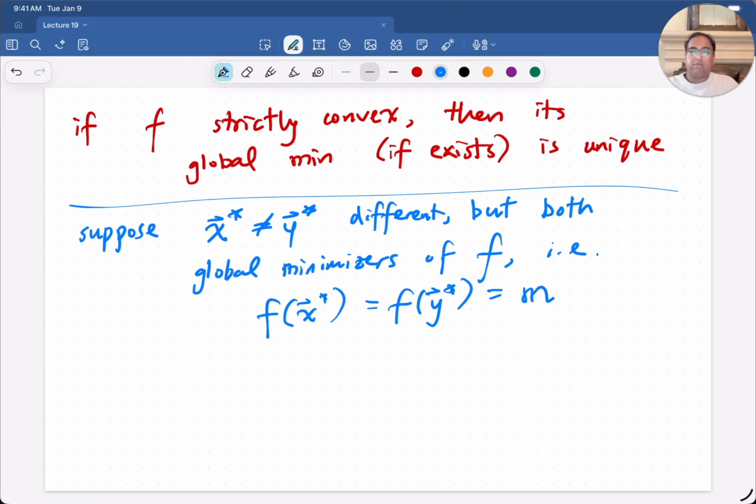Okay, so again, I'm trying to prove that if f is strictly convex, then if it has a global minimum, that's unique. Like there's only one x or one input that describes that minimum possible output. So we're going to start by contradiction, and we're going to assume, hey, let's suppose that's not the case, and let's suppose f is strictly convex, but its global minimum isn't unique. Okay, and so let's say there are two of them, x star and y star.